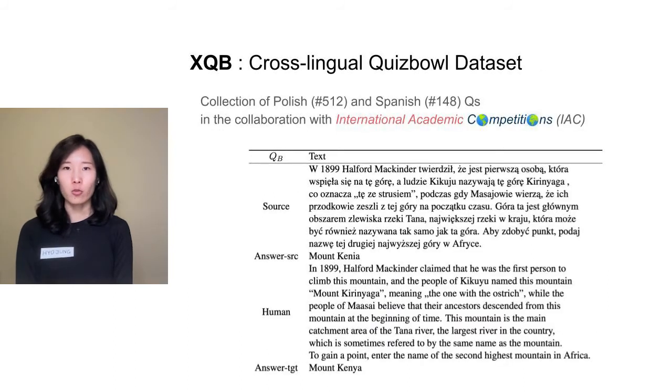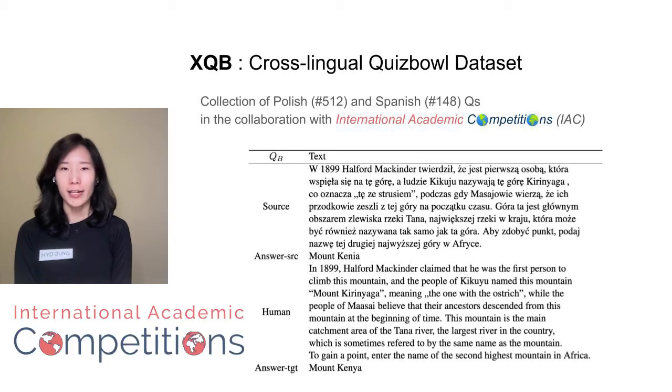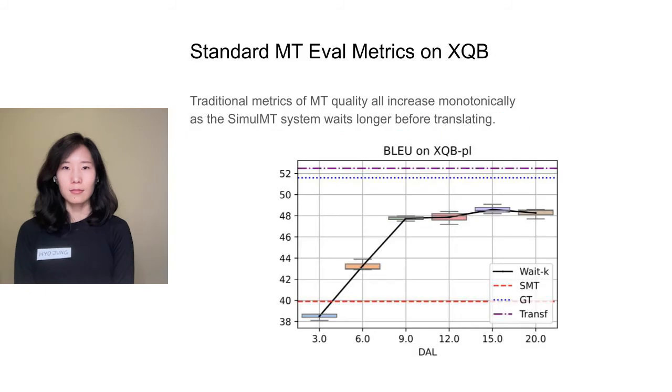We built a cross-lingual quiz bowl dataset called XQB for the SimQA task in collaboration with international academic competitions. This is the BLEU score on the XQB test set. As expected, MT quality increases monotonically as latency increases.